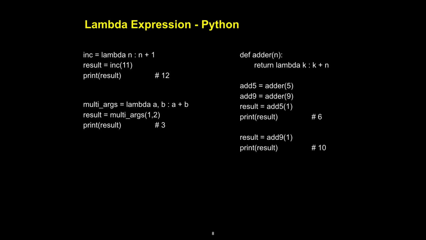And then what's k? K is the argument to the lambda. So when I say adder 5, n is 5, and now when I call add 5, I pass in an argument, and that becomes k. Oh, so add 5 becomes a function. Add 5 is a function, yes. Okay. Is this kind of like currying? No, not quite.